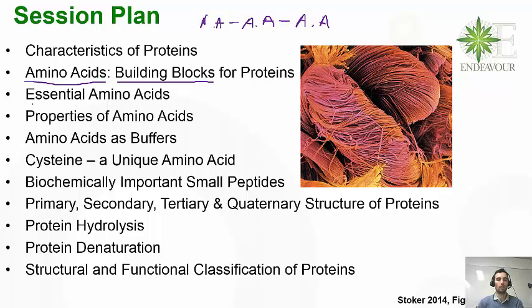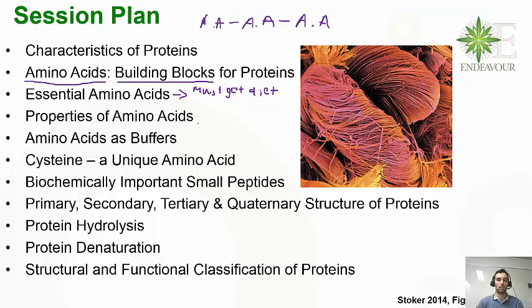We'll also have a look at some of the essential amino acids. These are the amino acids that must be obtained from diet. Our body is actually unable to make these, so we have to get them from the diet. There are also what we call non-essential amino acids, which our body can actually make, and we can also get these from the diet as well.